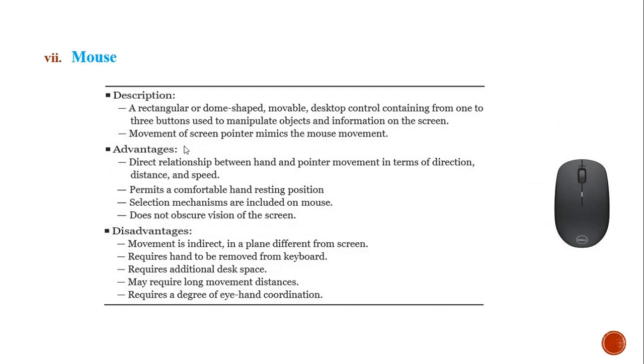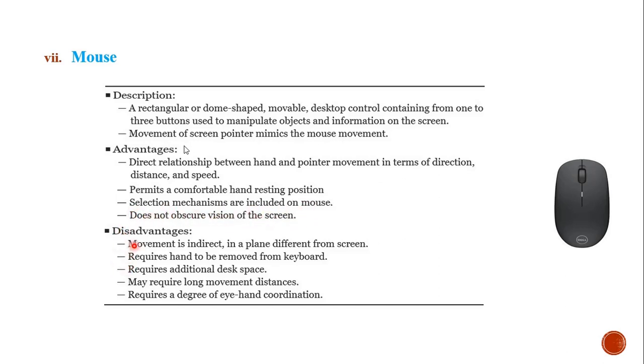Mouse. All of you have already used a mouse. The description is a rectangular or dome-shaped movable desk control containing 1 to 3 buttons, used to manipulate the objects and information on the screen. Movement of the screen pointer mimics the mouse movement. Advantages: direct relationship between the hand and pointer movement in terms of direction, distance and speed. It permits a comfortable hand resting position. Selection mechanisms are included on the mouse. It does not obscure vision of the screen.